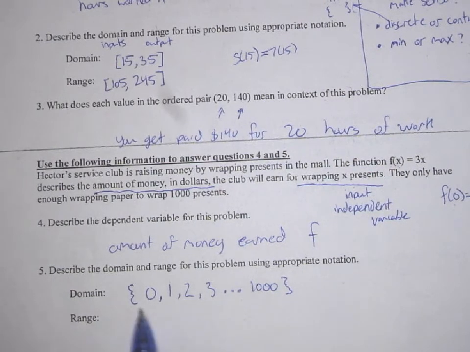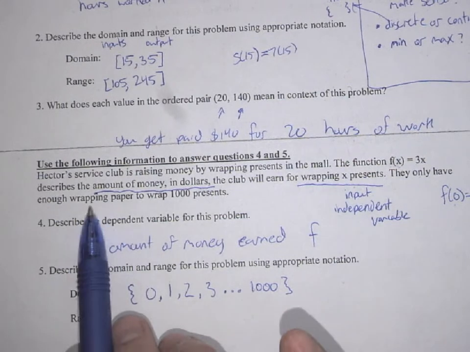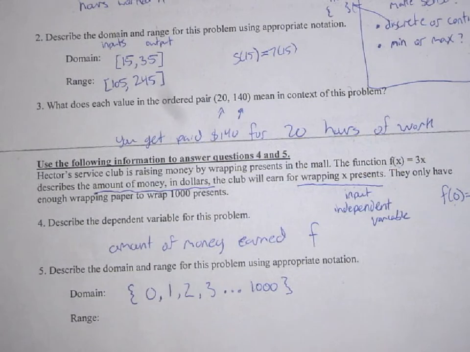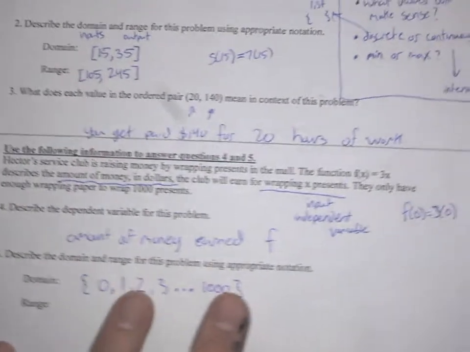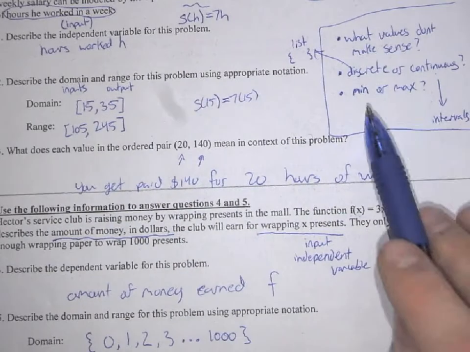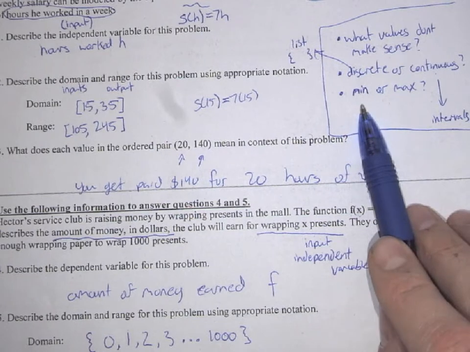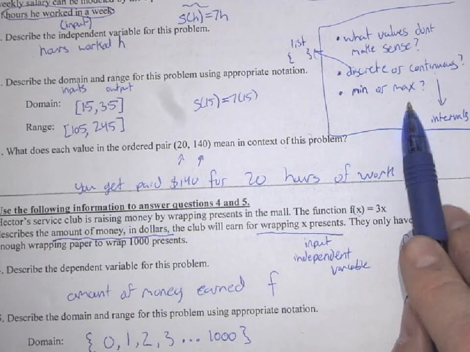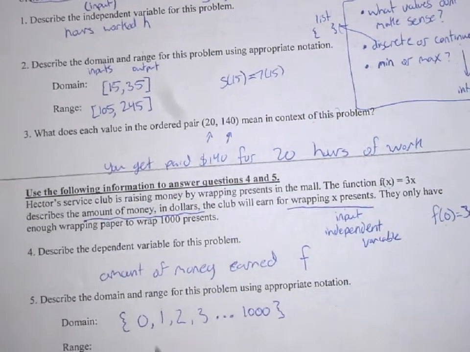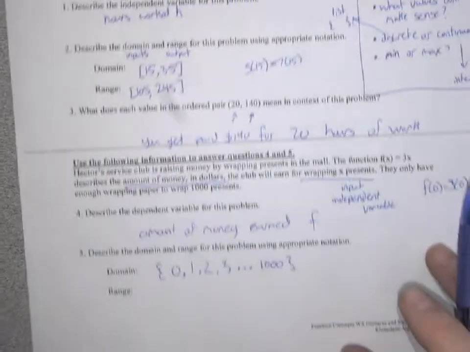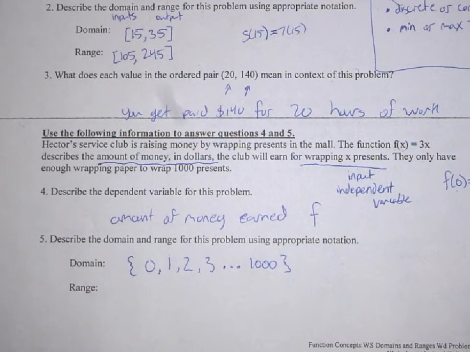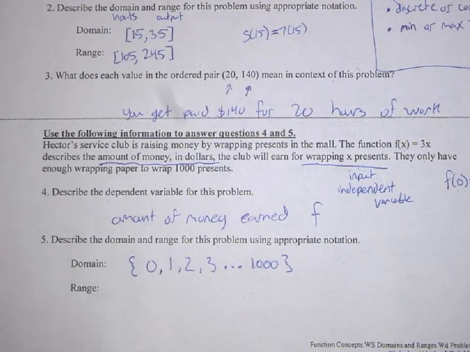This is a list. This will save you from writing them all out. But in a list, you should list out the first few numbers so you can see the pattern here, right? 0, 1, 2, 3. You want to start seeing that pattern. Since we don't have enough wrapping paper to wrap more than 1,000, 1,000 is going to be our max. So that's our last question, right? Is there a minimum or maximum? Well, 0 is probably the least number of presents I can wrap, and 1,000 is the most. So this is how I would write it in set notation.